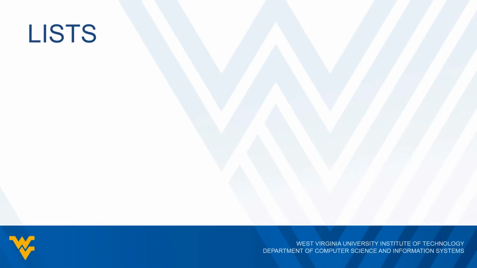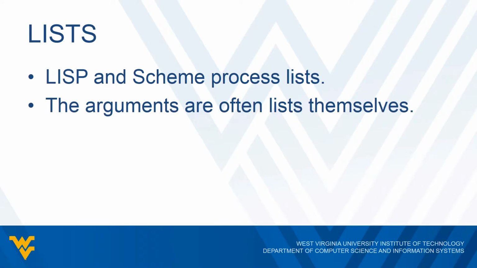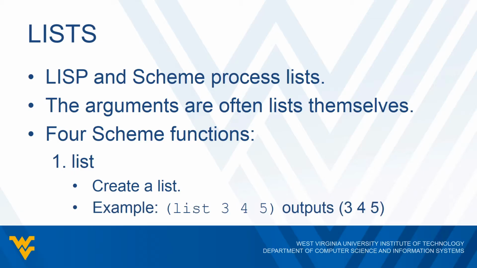As the name Lisp implies, Lisp will process lists of things, and so does Scheme. In fact, the arguments to functions are often lists. As a trivial case, nothing can be thought of as an empty list, which we would call nil, N-I-L. We're going to look at 4 primitive list processing functions available in Scheme. The first one is called list, a function that can have any number of arguments, and its action is simply to create a list out of those arguments. For example, if we have list 3 4 5 in parentheses, this will evaluate to the list 3 4 5, so the output would be 3 4 5 in parentheses.